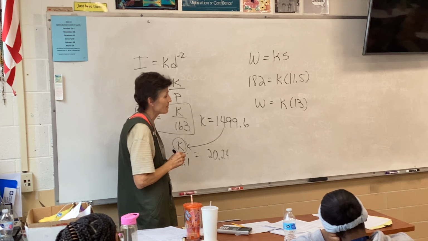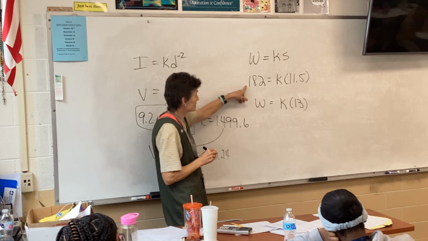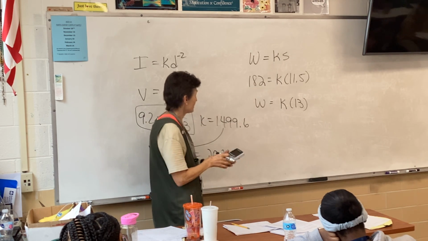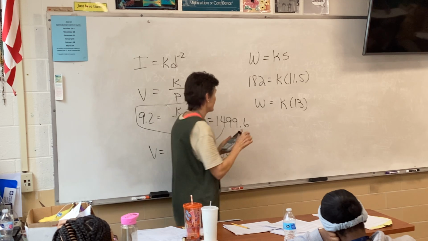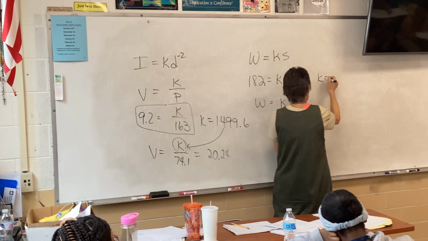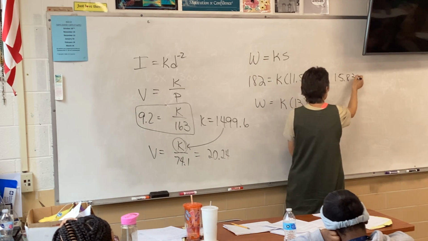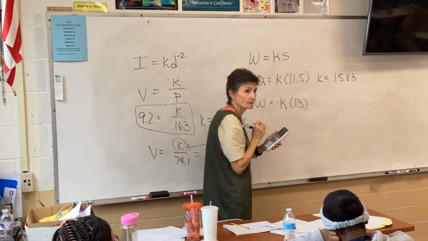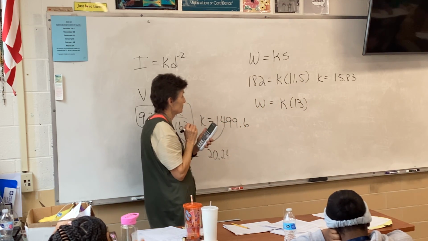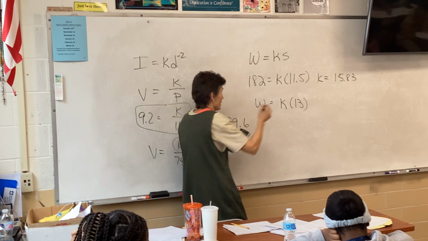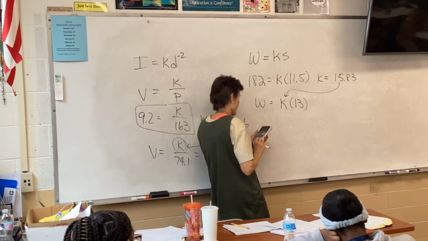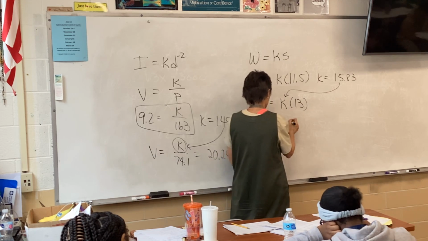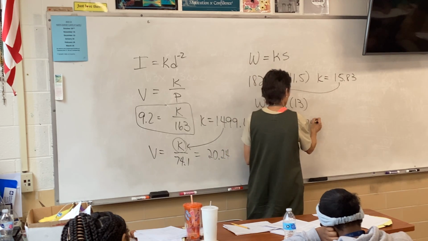This is kind of the same thing. I'm going to solve this for K. So 182 divided by 11 and a half. So K is 15.83 more or less. And then times 13. So John weighs 205.74.